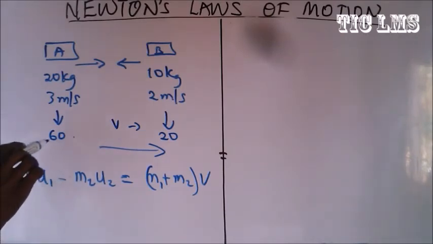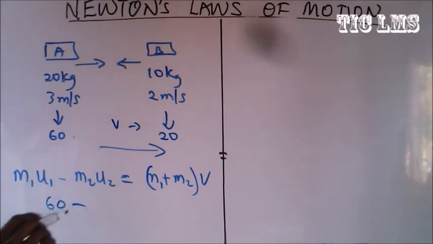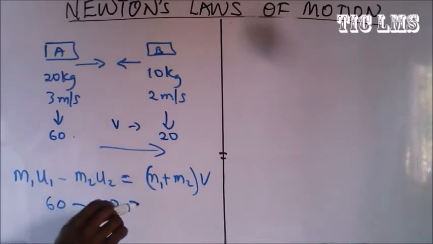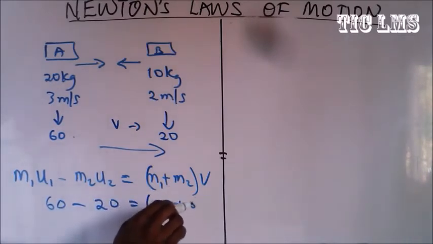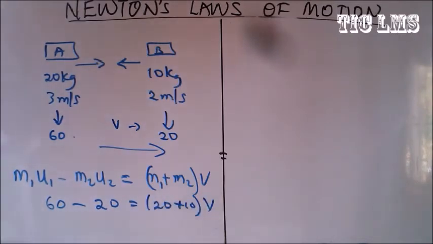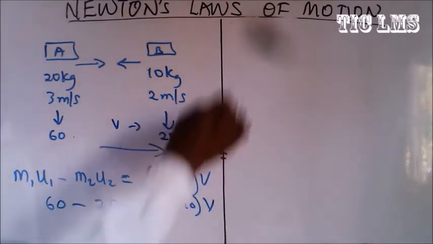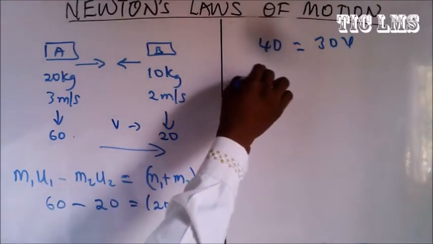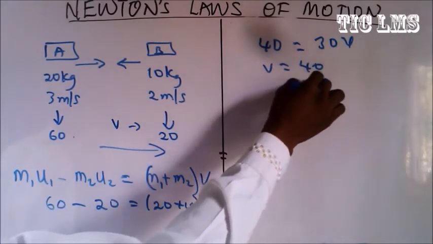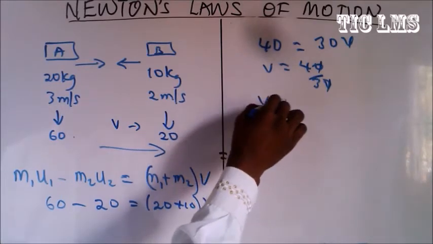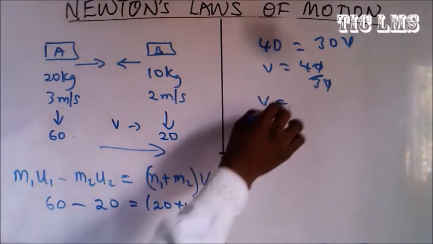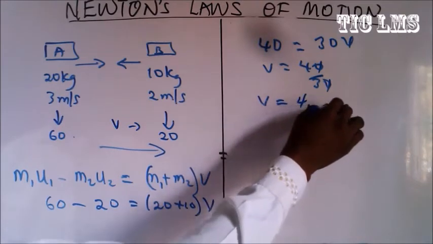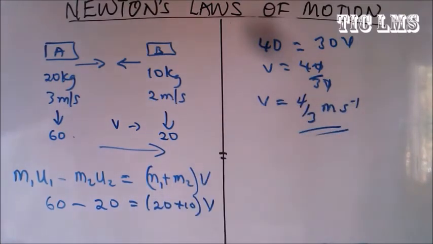Now, when we multiply this, we have 60 minus 20 equal to, the addition of the masses are 20 plus 10 multiplied by the common velocity. 60 minus 20 gives us 40 equal to 30v. Hence, v equal to 40 over 30. So we are left with the velocity with which they will be moving is 4 over 3 meters per second.